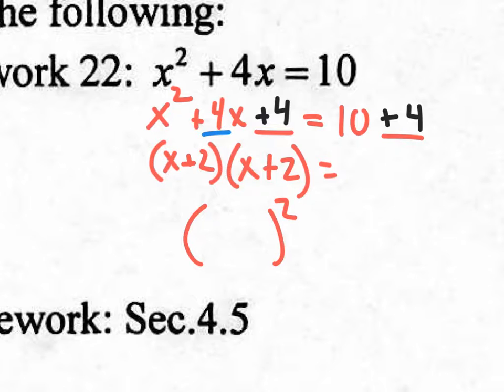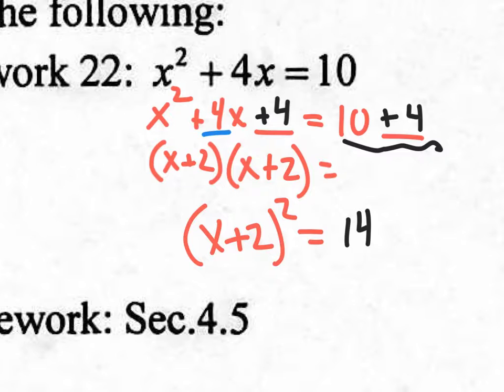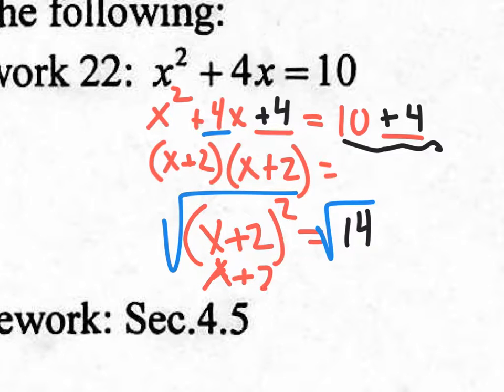And let me tell you this. Let me write it first. x plus 2 squared equals what? What do we have on this side over here? 14. So by us doing this, now we'll be able to apply a square root on both sides. So I will have x plus 2 equals plus or minus the square root of 14.